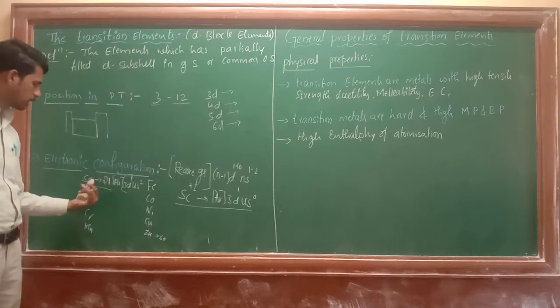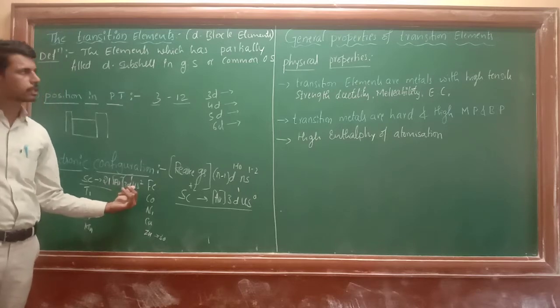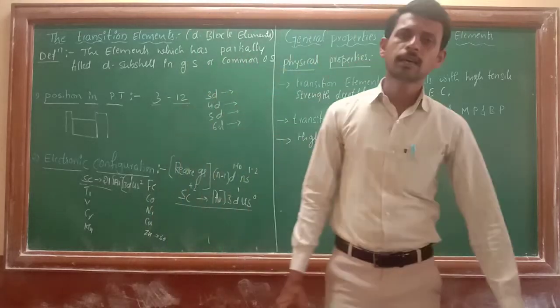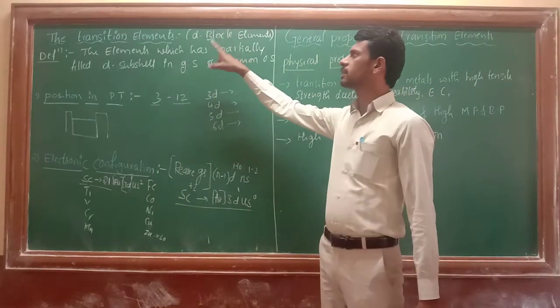The ground state, that is scandium, is argon 3d1 4s2. In both states they have partially filled d subshells, therefore we call the d block elements transition elements.